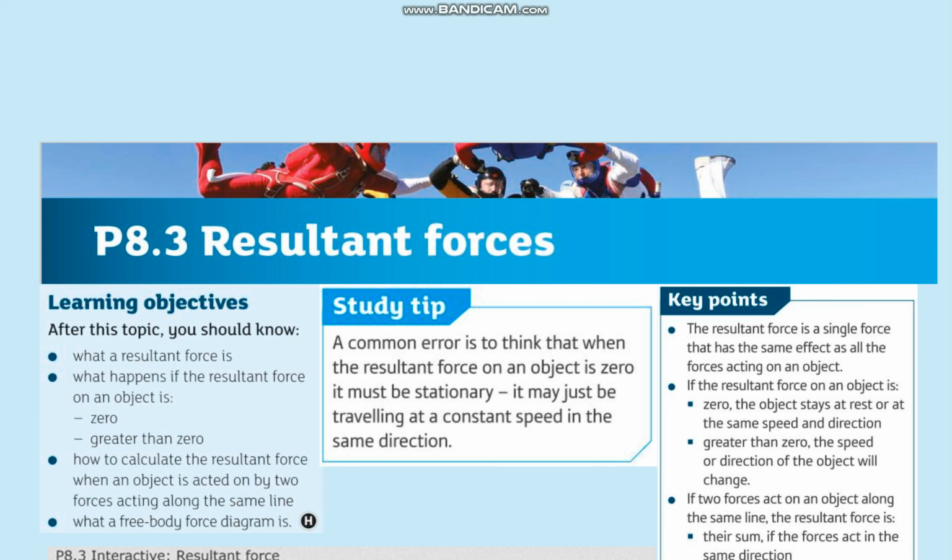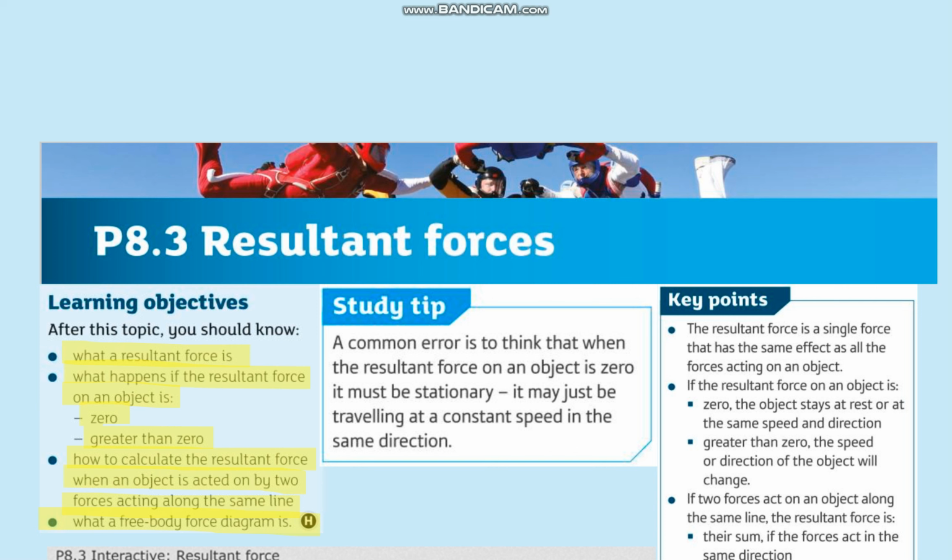So I'm going to go through the textbook answers with you for topic P8.3 Resultant Forces. After this topic you should know what a resultant force is, what happens if the resultant force on an object is 0 or is greater than 0, how to calculate the resultant force when an object is acted on by two forces acting along the same line, and for higher tier what a free body force diagram is.